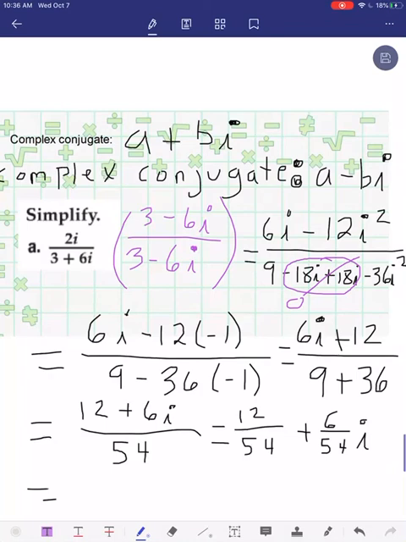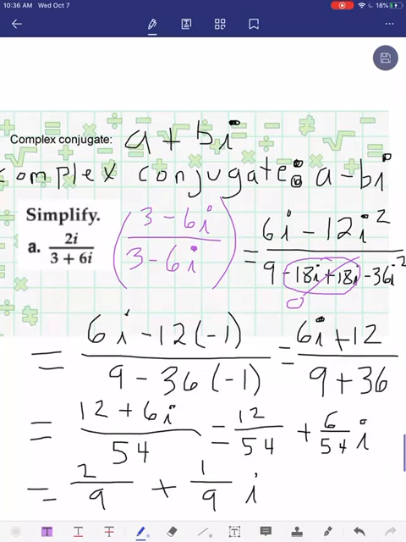So notice that for our 12 and 54, we want to look for the greatest common factor that we can reduce those by, which is going to be 6. So 6 goes into 12 2 times, and into 54 9 times. And then 6 goes into itself 1 time, and into 54 9 times. So our answer would be 2/9 plus 1/9 i.